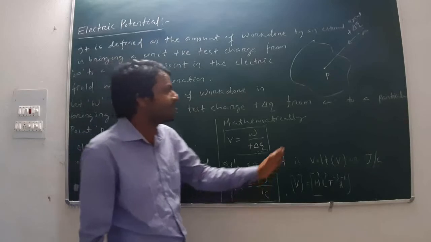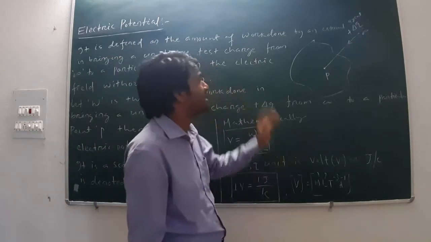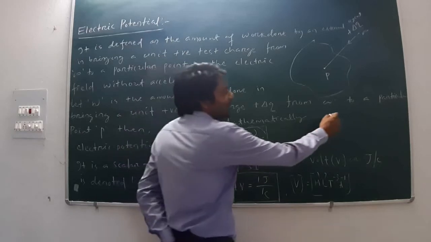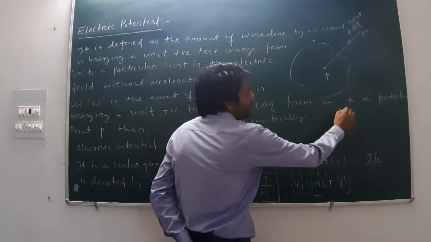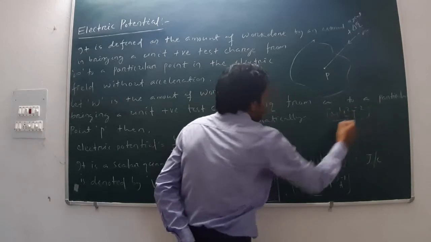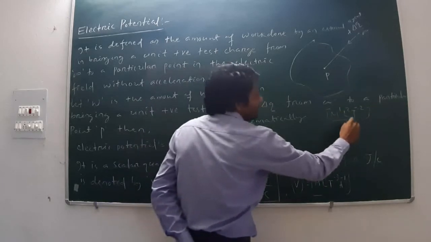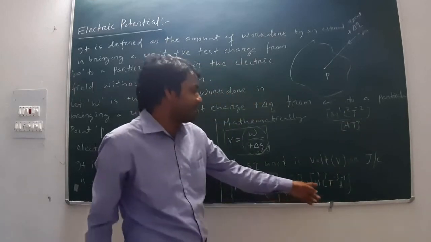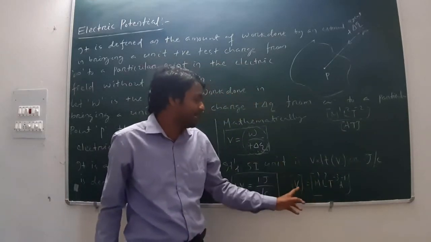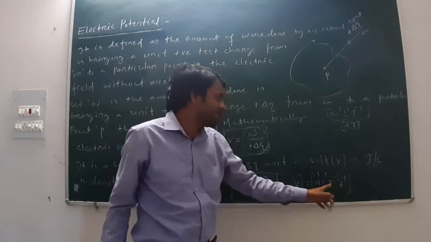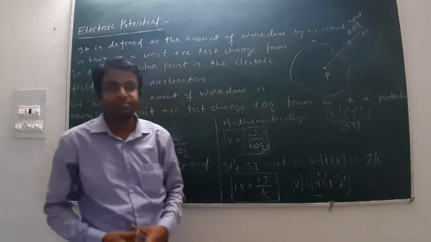Then the dimensional formula of electric potential, from the formula V equals W by Q. The dimensional formula of W is M1 L2 T minus 2, divided by charge, which is A T. Now by solving this, I can find the dimensional formula of electric potential: M1 L2 T minus 3 A minus 1.